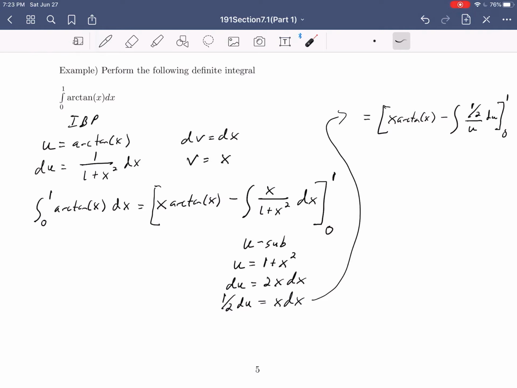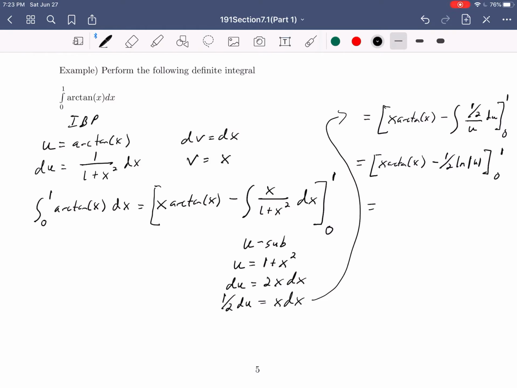Well, we could change the bounds, but those changed bounds would only apply to this. They wouldn't apply to this piece here. So it's probably easier to do all this, undo the substitution, and then plug in the original bounds. So we get x arctan x, looks like minus 1/2 ln absolute value u. And that's evaluated from 0 to 1.